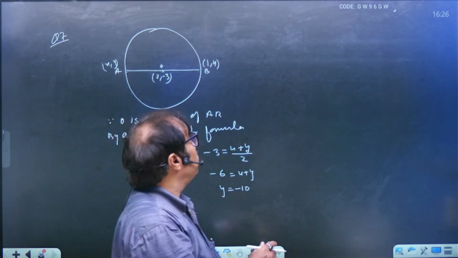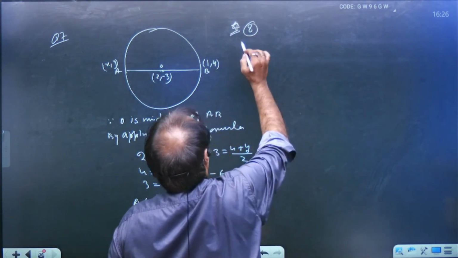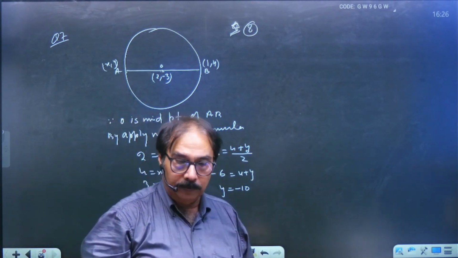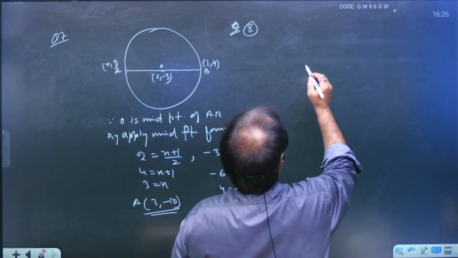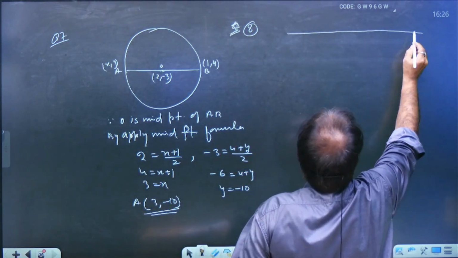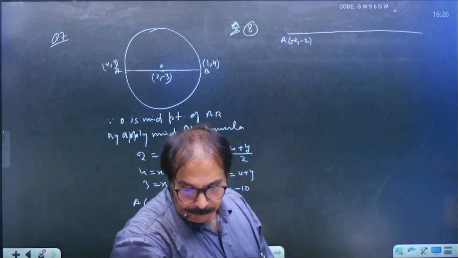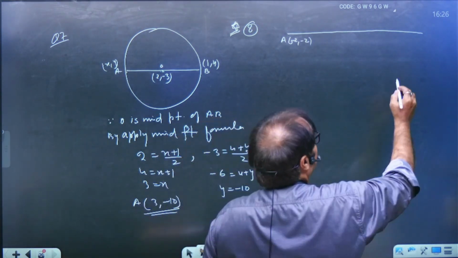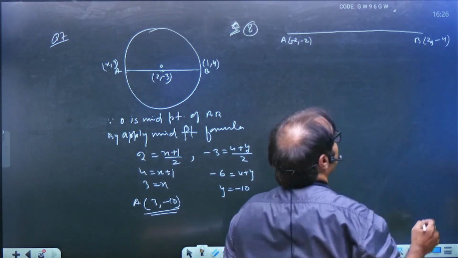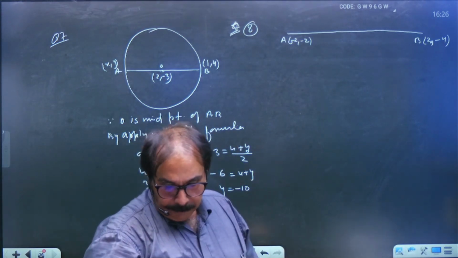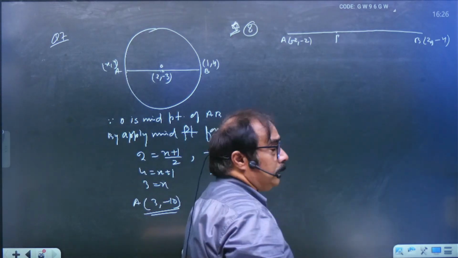Okay. Now question number 8. This is a very important question from your examination point of view. If A and B are, say, this A is (minus 2, minus 2), and B is (2, minus 4), and find the coordinates of P. We have to find the coordinate of P.